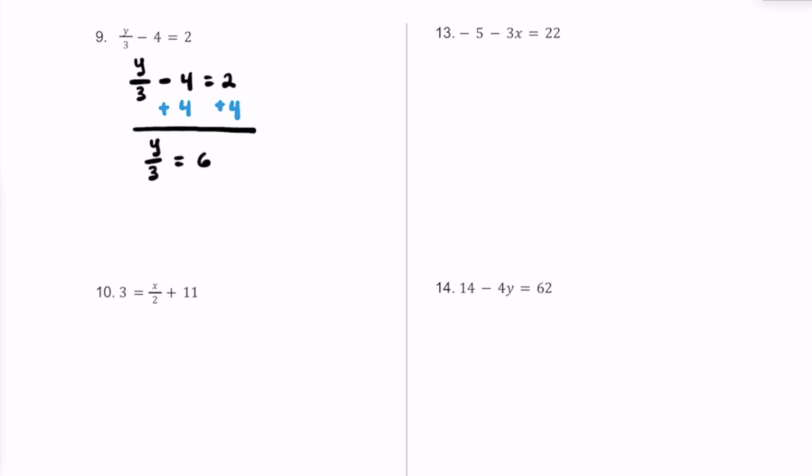So right now we have y divided by 3, and so the inverse of dividing by 3 is going to be multiplying by 3. So on the left side, I'm going to multiply it by 3 over 1.